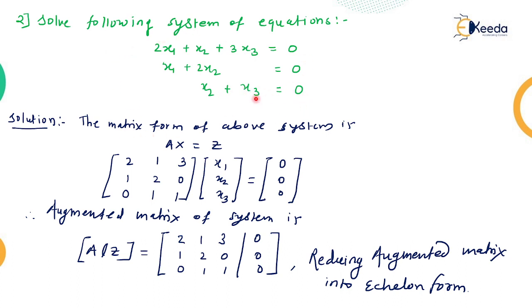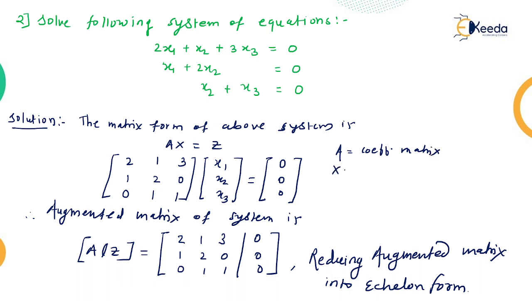Now we have to solve this homogeneous system. You observe the RHS is totally 0, that's why this is a homogeneous system. We solve the homogeneous system by using echelon form. The matrix form of the above system is AX = Z, where A is the coefficient matrix.